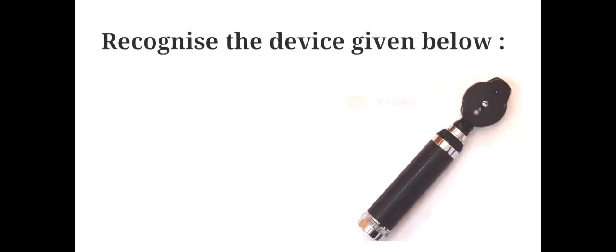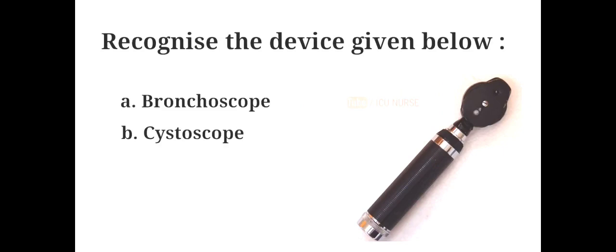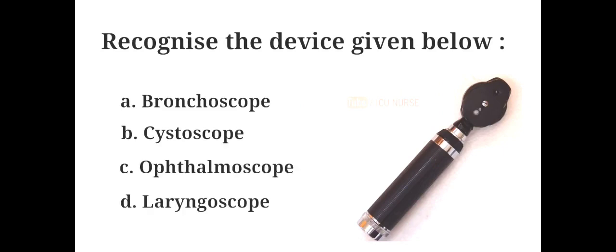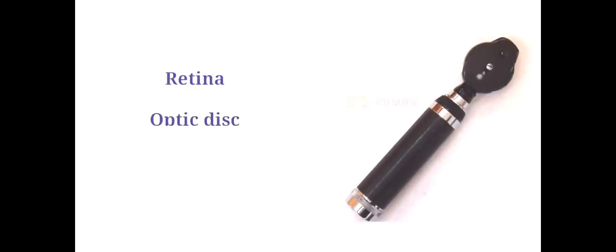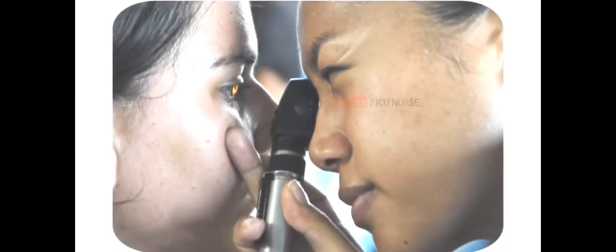Recognize the device given below. A. Bronchoscope. B. Cystoscope. C. Ophthalmoscope. D. Laryngoscope. And the answer is C. Ophthalmoscope. Ophthalmoscope is used to see the retina, the optic disc and blood vessels of the eye. It helps to check for diseases and other eye problems. It can be done as part of an eye examination and may be done as part of a routine physical examination.